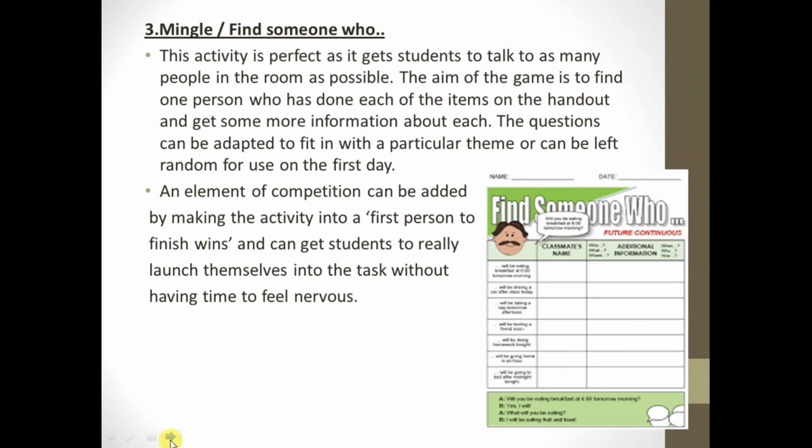This activity is perfect to get students to talk to as many people in the room as possible. They will not talk to one partner only, but they will talk to each other until they find the answer. And an element of competition can be added by making the first person who finishes win. So this is a great activity at the beginning of the year to encourage students to know each other and to ask personal questions. And that's the end of Unit 5 as well.